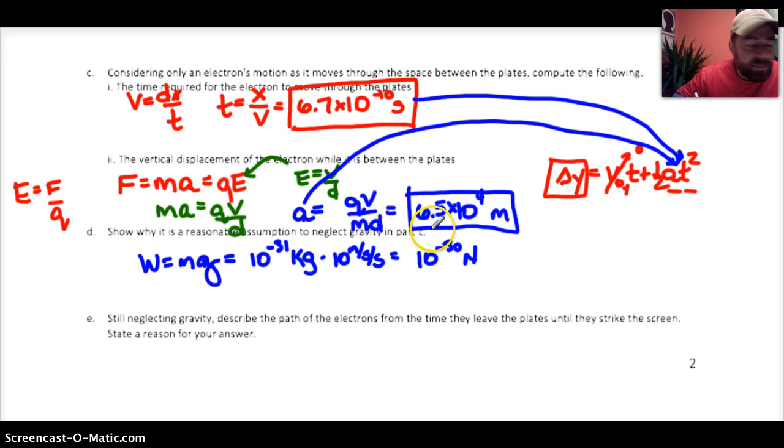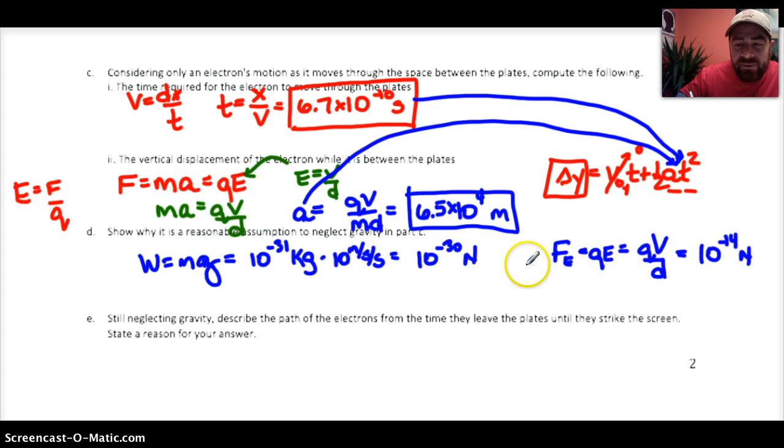Let's compare that to the force that the electric field is having. I can write that out as the electric force is equal to Q times the magnitude of the electric field, and we can write that as Q times the electric potential over the distance. And we get something on the order of about 10 to the negative 14 newtons for the electric force. So we see here that the gravitational force is way, way smaller than the electric force.